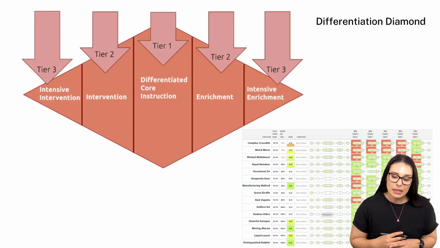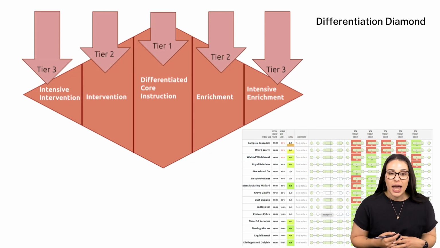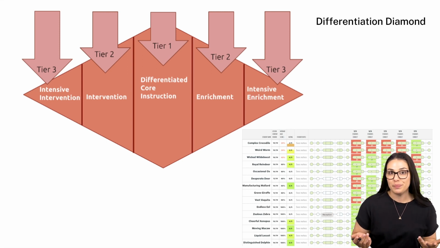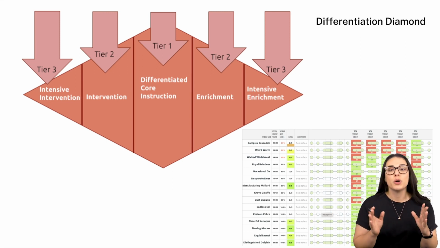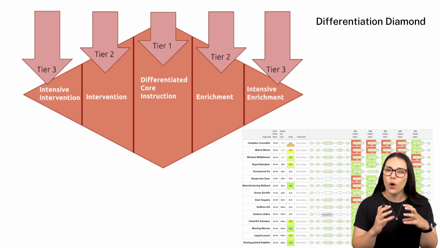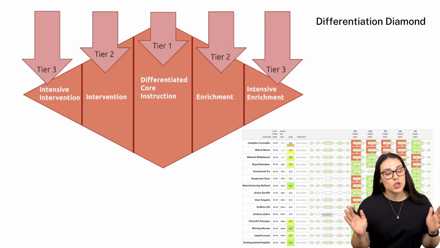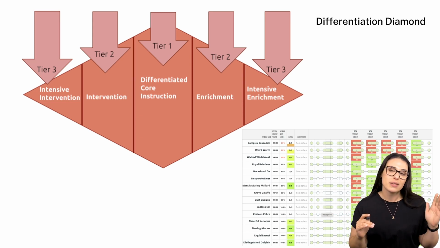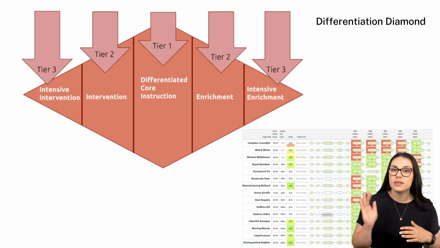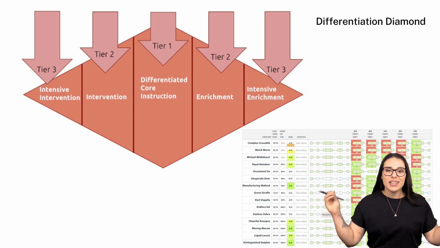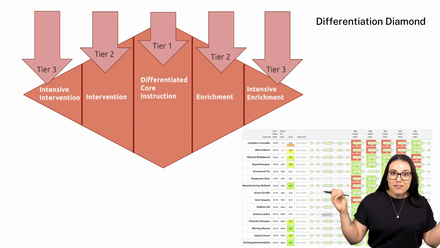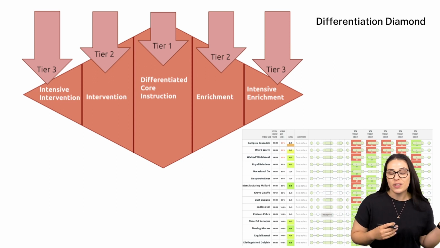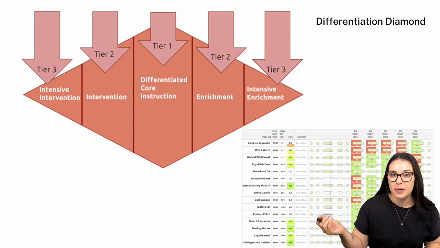So what I've got here is something called the differentiation diamond. And you'll see that it's separated into different tiers for different types of instruction. At tier 1, this is where you'll find most of your students sitting for differentiated or core instruction. At tier 2, we're starting to differentiate a little bit more, and that's for students who might need some intervention or our students who need some enrichment. And then right on the ends, we've got our tier 3 students who definitely need some differentiation. That's quite intensive, and that could be intensive intervention or it could be intensive enrichment.